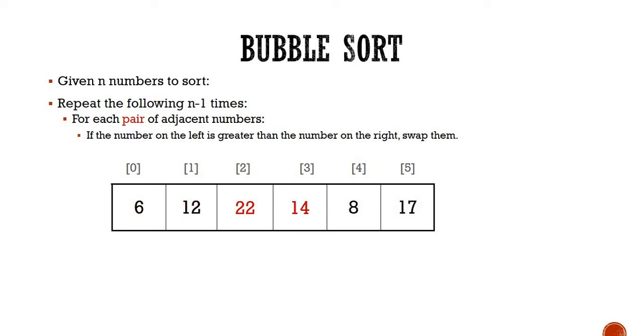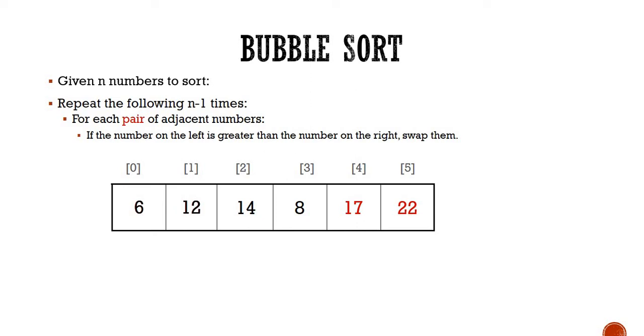Next, we compare between index 2 and index 3. We have to swap because 22 is greater than 14. Then we do the same steps, comparing index 3 and index 4. Again, we need to swap because 22 is greater than 8. And for the last comparison, we compare index 4 and index 5. Again, we need to swap these numbers because 22 is greater than 17. This completes pass 1.